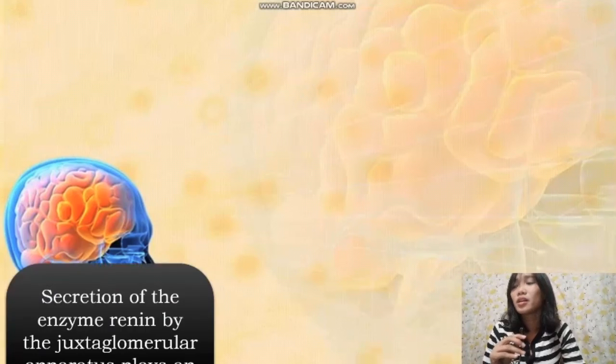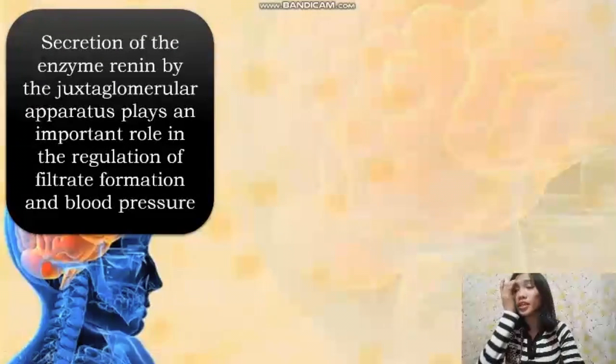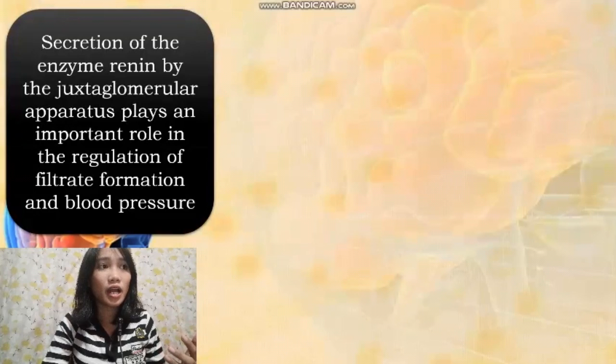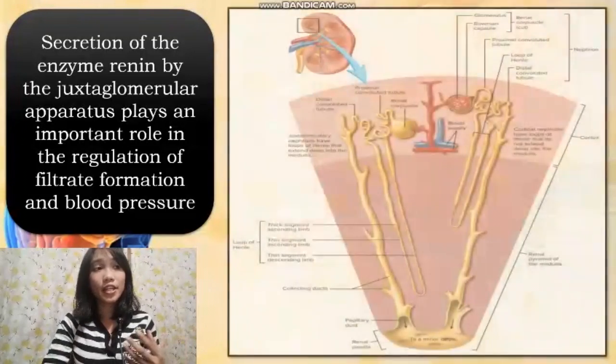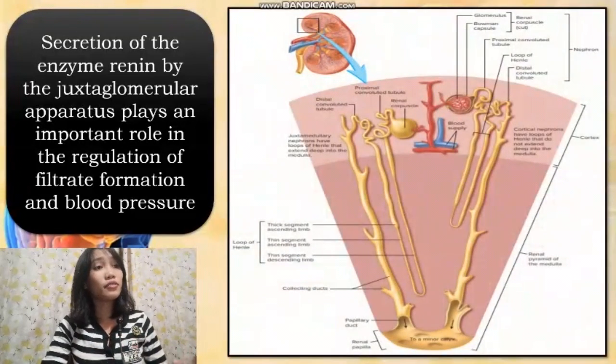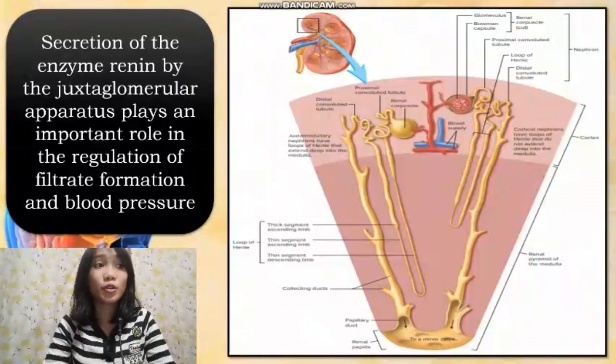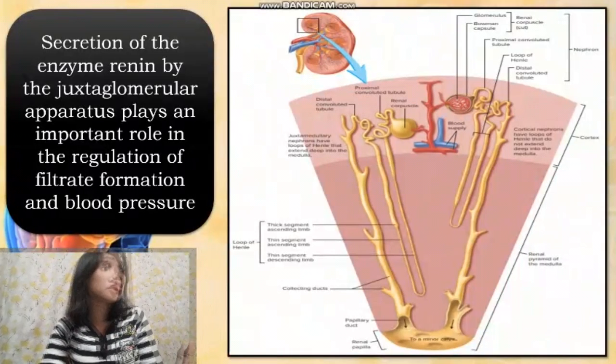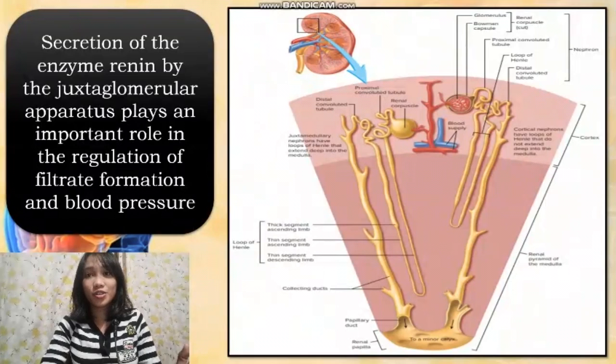Secretion of the enzyme renin by the juxtaglomerular apparatus plays an important role in the regulation of the filtrate formation and blood pressure.